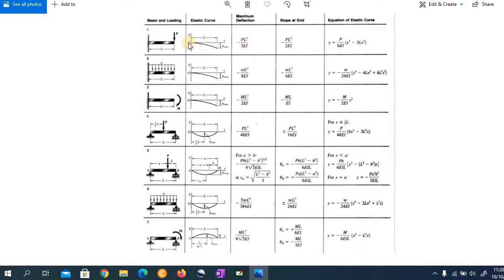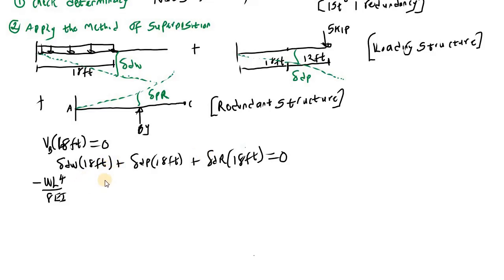And this negative is because the load is acting downward, so the displacement is going to be downward. So instead of positive here, it is going to be negative PL raised to the power of 3, then divided by 3EI.